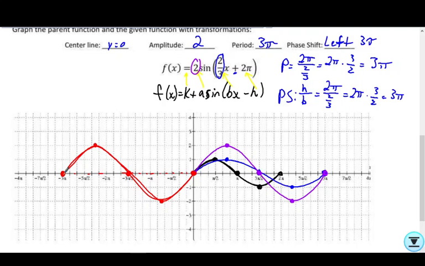So basically the only thing that we're doing extra when we do a phase shift is finding out our true shift left to right. Because if we had done the original 2 pi, that would have been incorrect. So the only thing we're adding to what we've been doing with graphing sine and cosine is having to do one more step where we find our true horizontal shift.